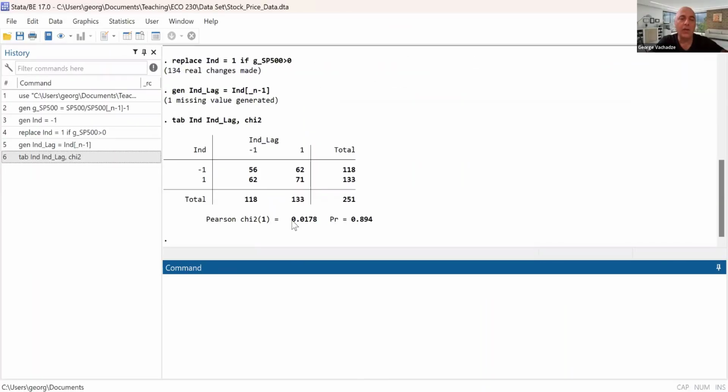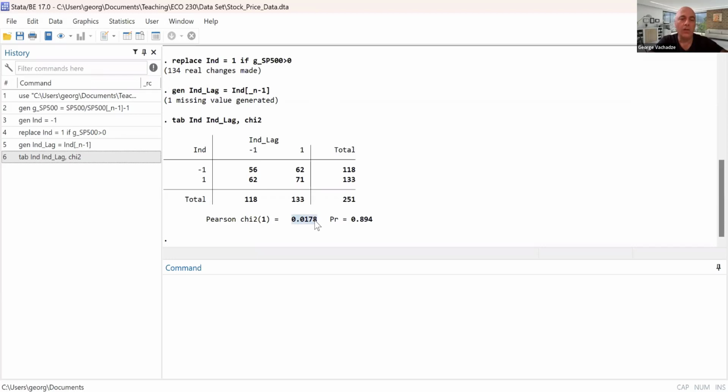So the chi-square test statistic is almost 0.02, and the probability or the p-value is 89%. So that's important, right, to make the decision whether to accept or reject the H0 hypothesis. So the probability of type 1 error is very high if we reject. The likelihood that we are making a mistake if we reject H0 is very high.